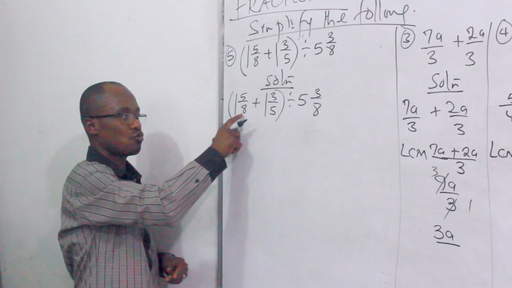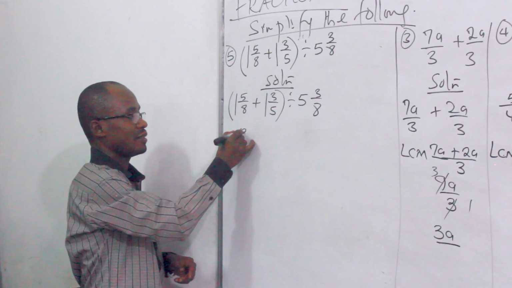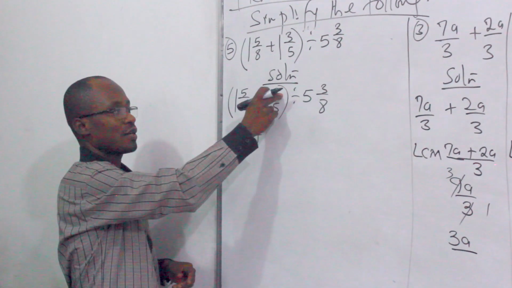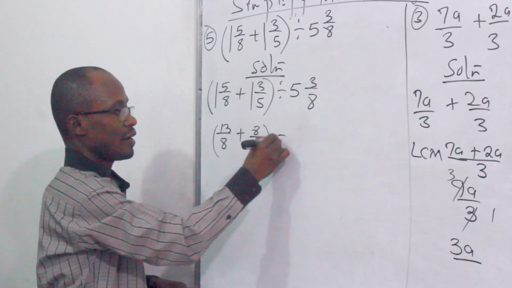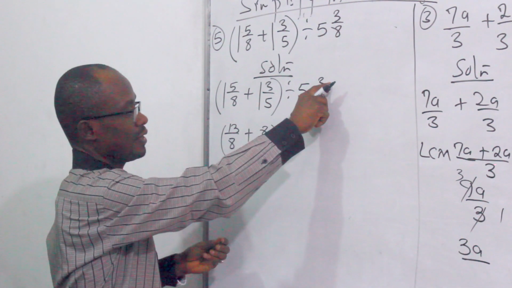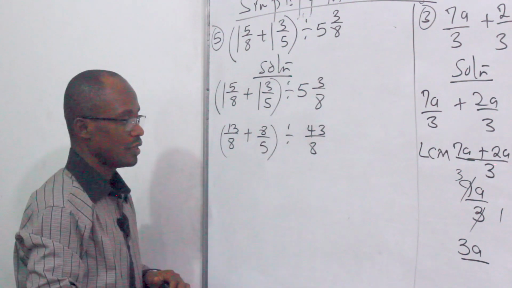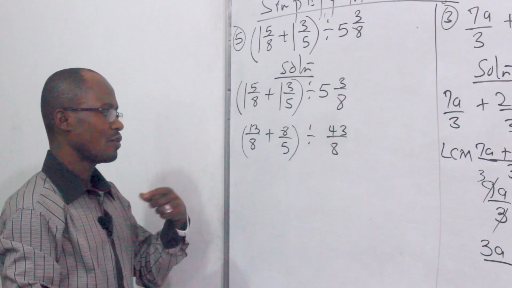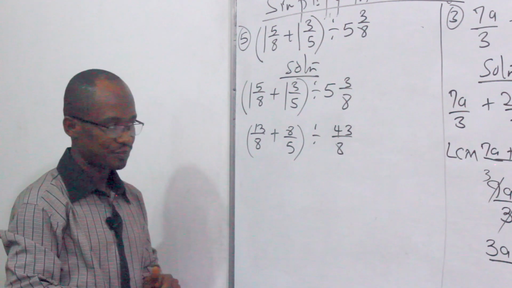How? Going this way. 8 times 1, 8 plus 3, 13. 13 over 8 plus 5 times 1, 5 plus 3, we have 8 over 5. Then divided by 8 times 5, 40. 40 plus 3, 43 over 8. This is the first step. Then the second step, now you apply BODMAS. The bracket first. So now you ask yourself, what is the LCM of 8 and 5?